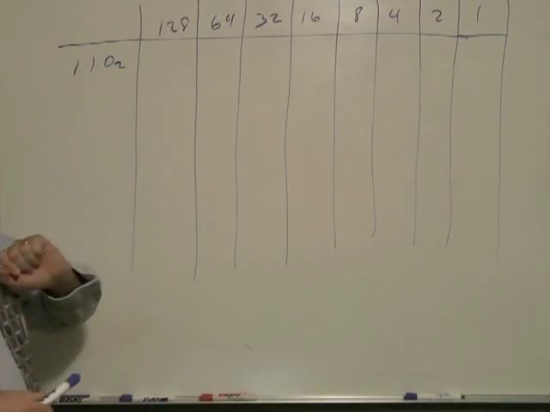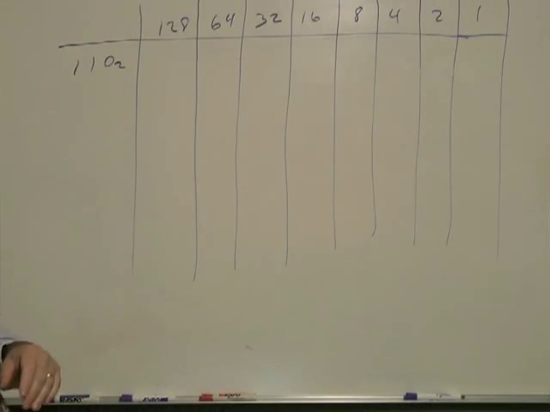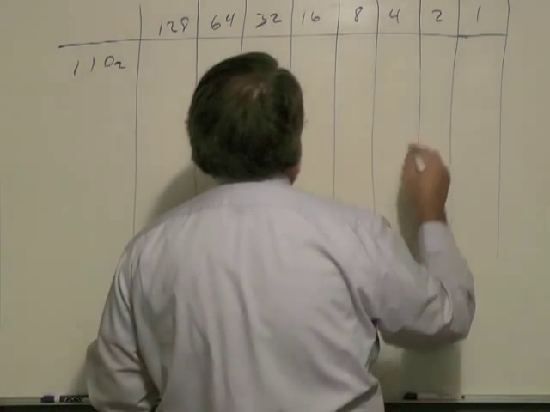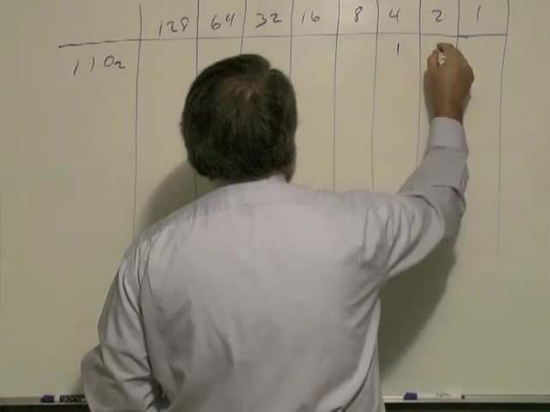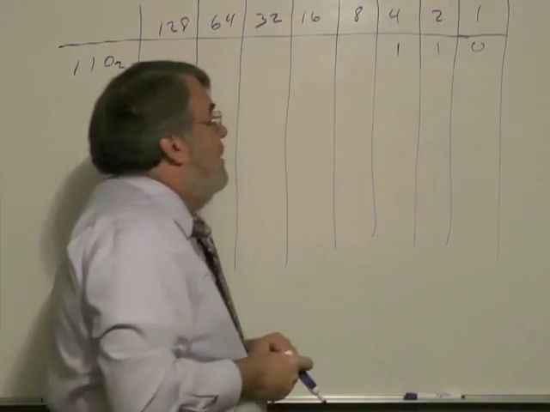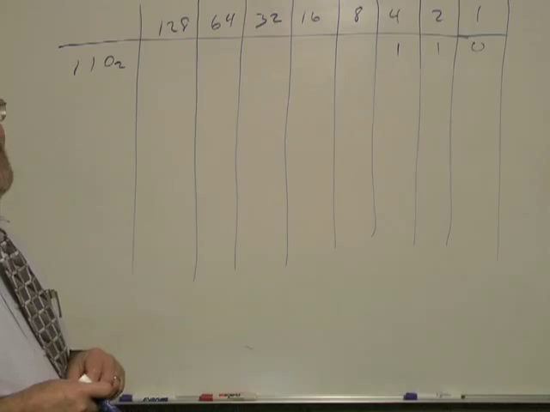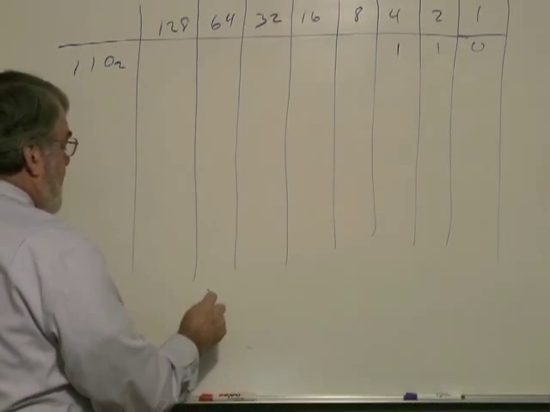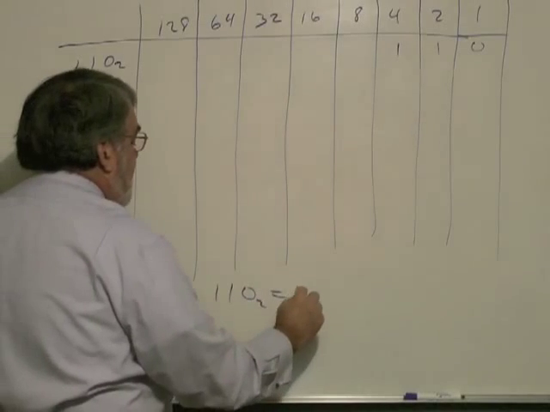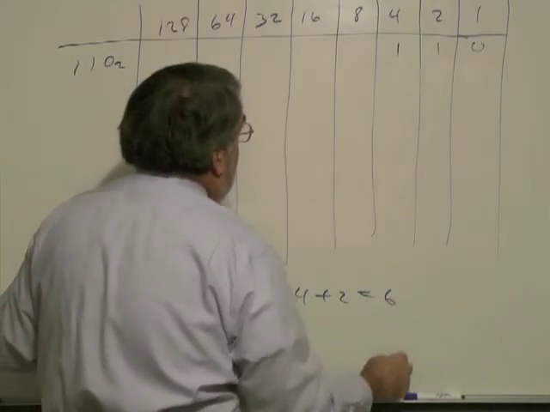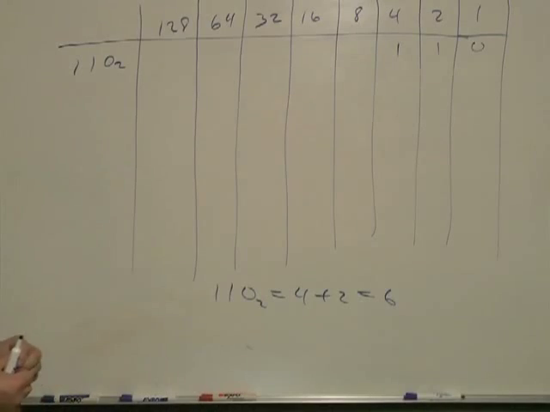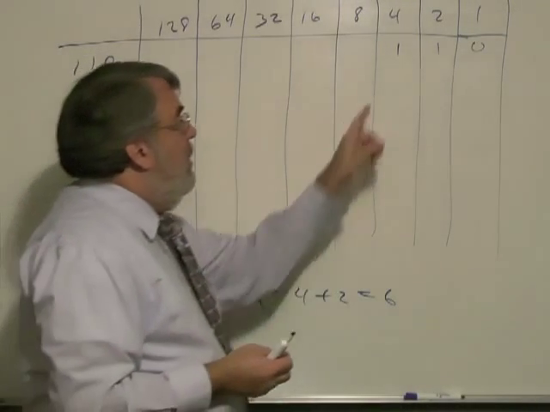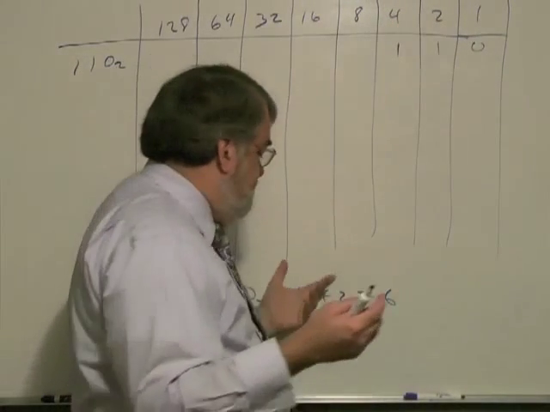So let's start off with a small one, 110 in base 2. 110 means it's going to be 4 plus 2. So we have 4 plus 2. So 110 base 2 is 4 plus 2, which is 6. There you go. And so you think 1 times 4, 1 times 2. Very simple.